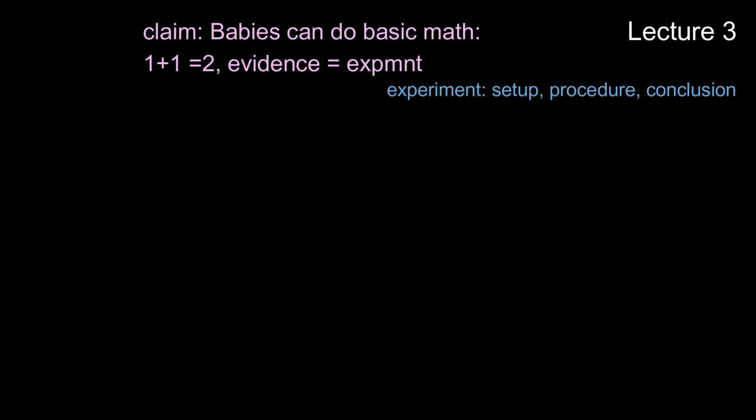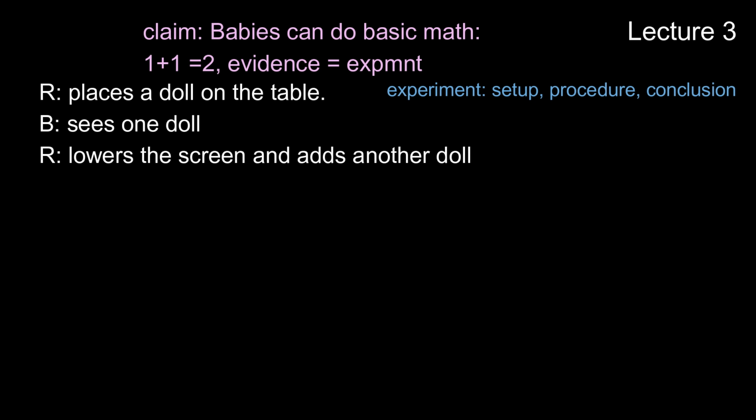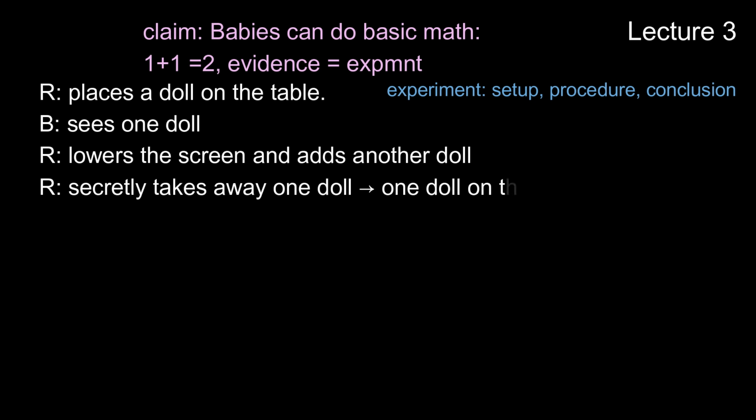A table. Okay, so the baby looks at the doll. Then the researcher lowers a screen in front of the doll. So now the doll's hidden behind the screen. But the baby's already seen the doll and so knows it's there. Well, then the researcher takes a second doll and very obviously places it behind the screen with the first one. Okay, so now you have two dolls behind the screen, right? Well, no, because what the researchers did was they secretly took away one of the dolls.